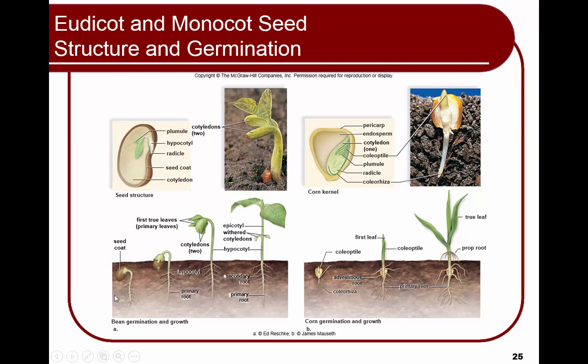If it is a eudicot like this bean, it's going to do the same thing, except you see you're going to have 2 seed leaves, 2 cotyledons, and so it's going to develop a little bit differently, because you can see the shoot system is more well developed.